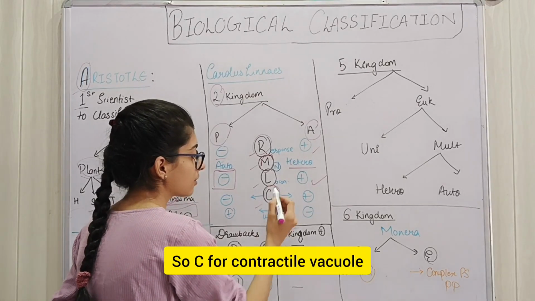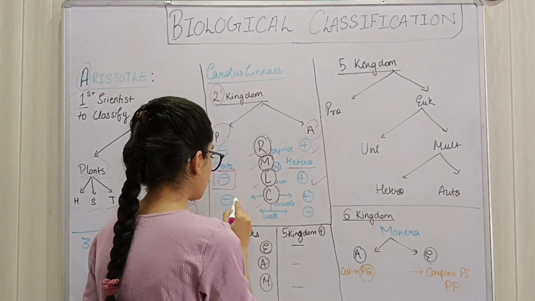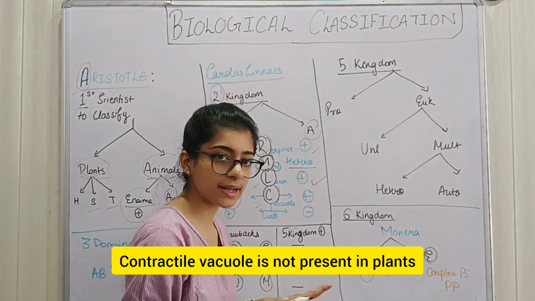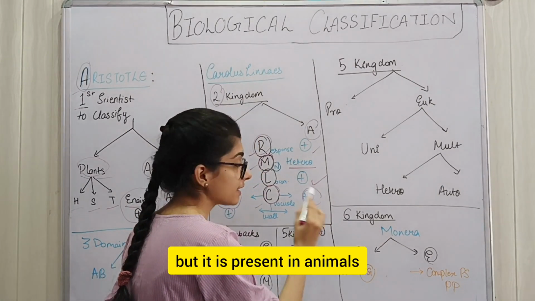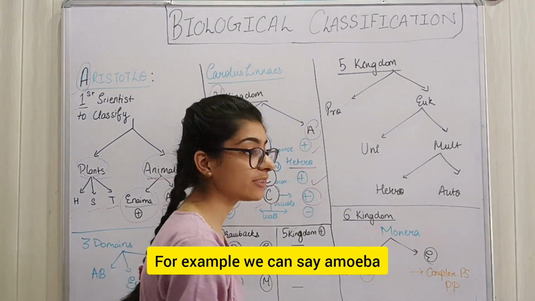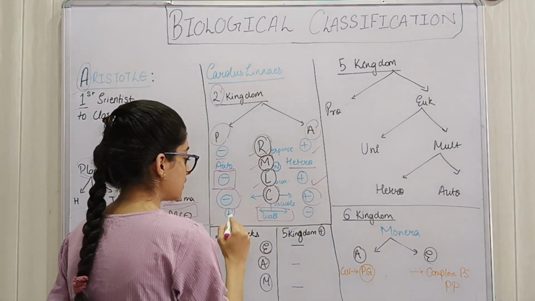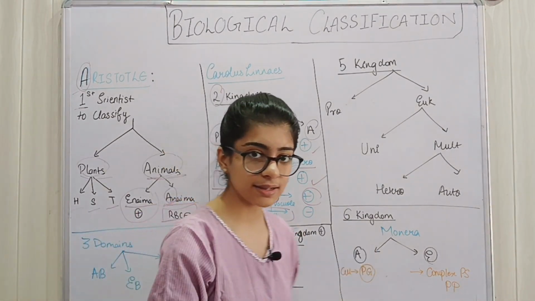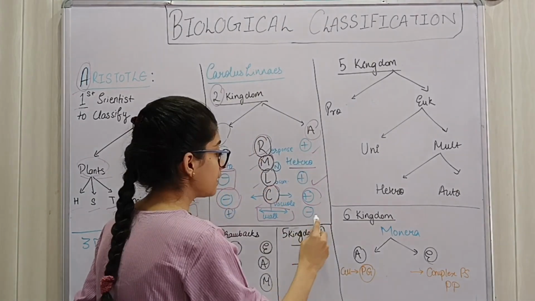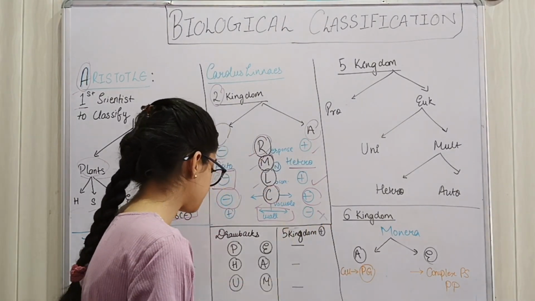So, C for contractile vacuole. Contractile vacuole is not present in plants but it is present in animals, right? For example, we can say amoeba. Next, I am having the cell wall. Cell wall is present in plants. It is a common difference and in animals it is not present.